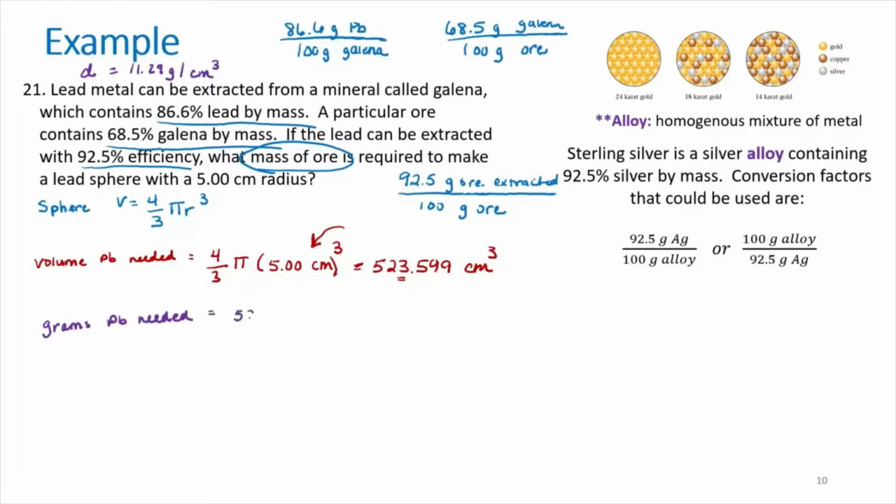We've got 523.599 centimeters cubed, marking my sig figs, times 11.29 grams per 1 centimeter cubed. This gives me a value of 5911.43 grams of lead. So I need about 5,900 grams of lead to make this 5 centimeter radius sphere.